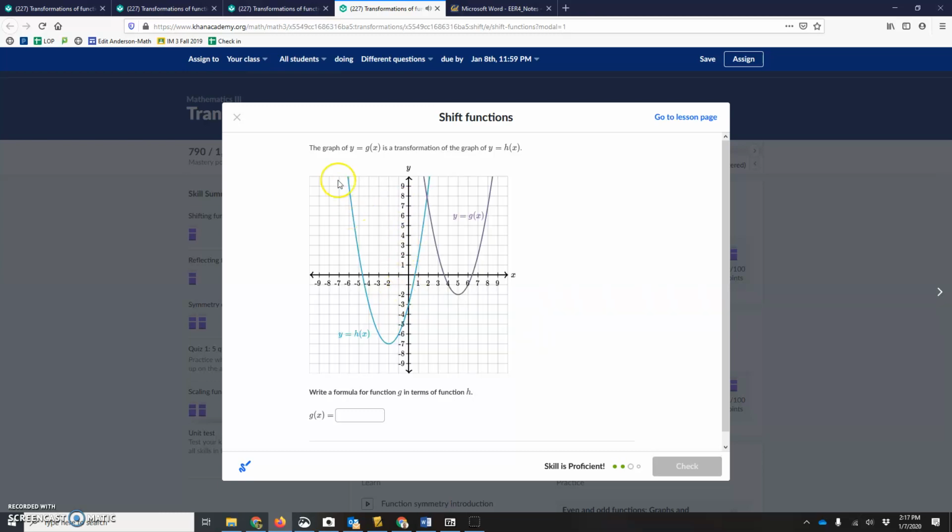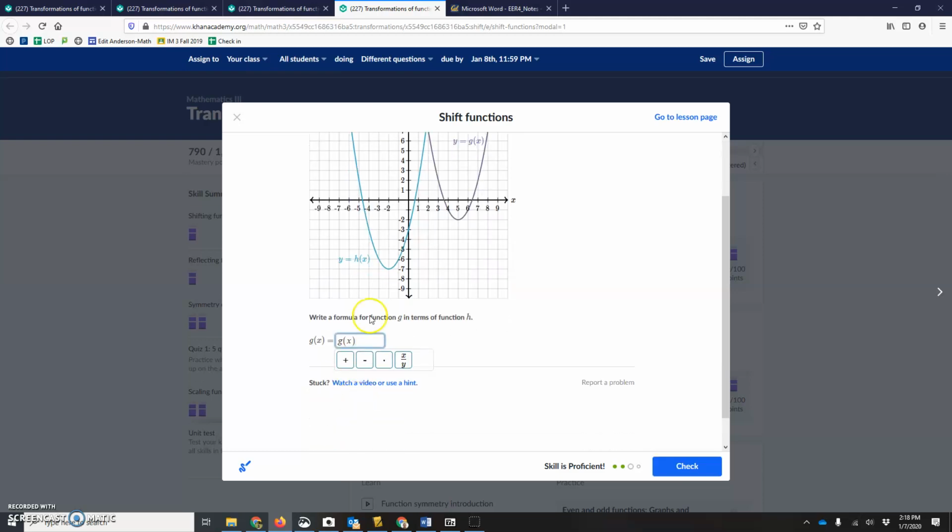So we have 2 graphs. The graph of y equals g of x is a transformation of h of x. So h of x is the original, and g of x is the transformation of that. Okay, so this is what we're going to try and do: write a formula for the function g in terms of h. So we need to write our function first.